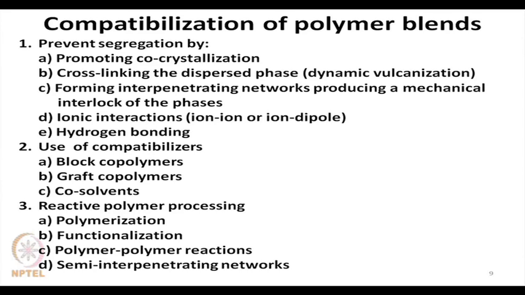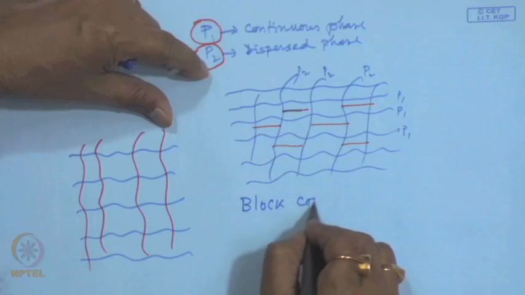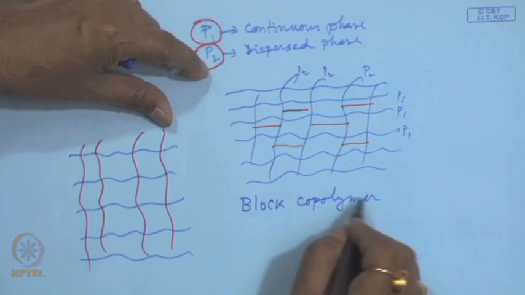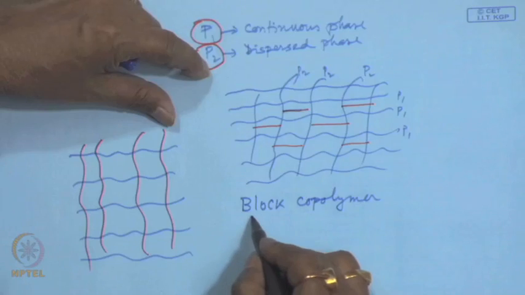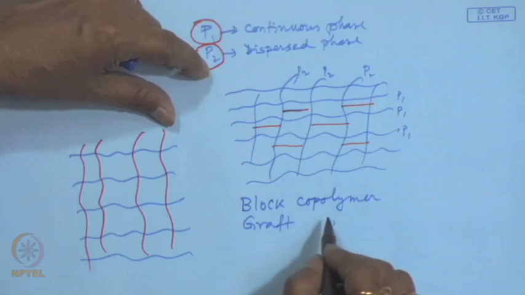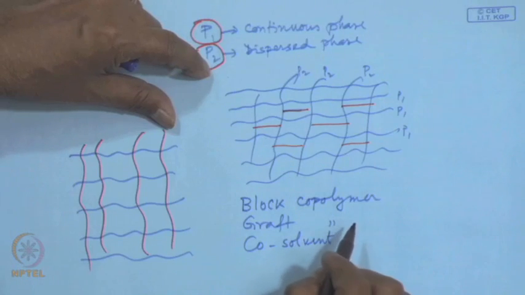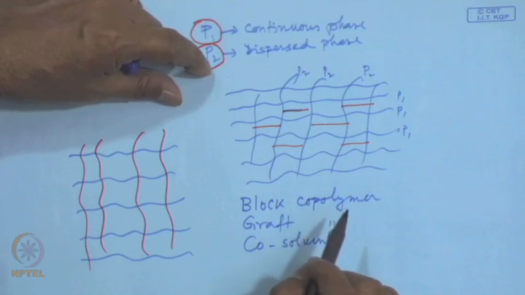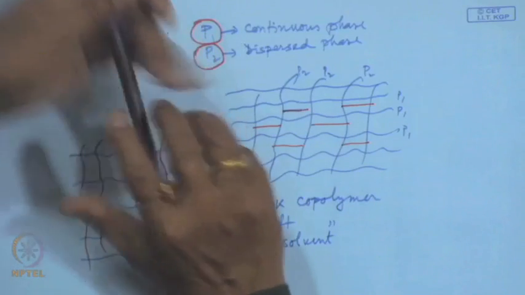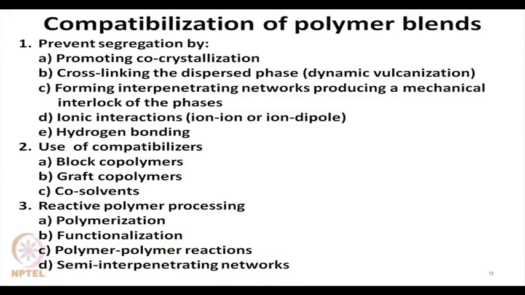As I mentioned earlier, compatibilizers can be of different nature. This compatibilizer can be a block copolymer, or a graft copolymer, or co-solvents. I shall discuss this a little more elaborately later. Then, compatibilization through reactive polymer processing.